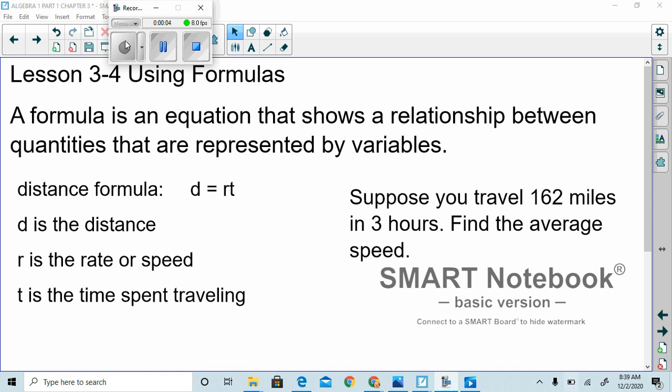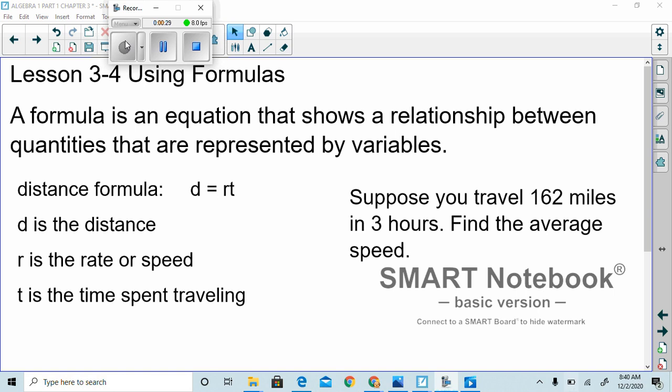In this section, we're going to be looking at formulas. Formulas are equations that show a relationship between different quantities, and they're all represented by variables. So we could have something like the distance formula, d is equal to rt. So it's an equation that contains all variables. Now, some formulas will contain both numbers and variables, but in our first example here, all variables.